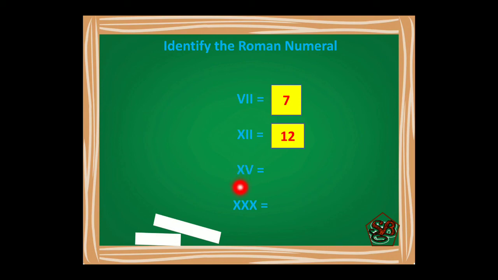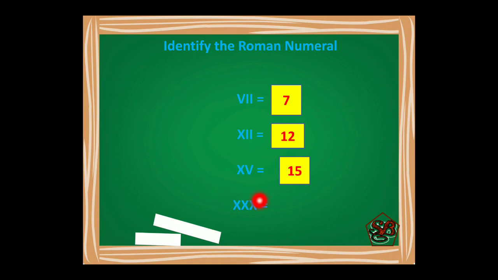Again, the next one, X and V. X stands for 10 and V stands for 5. Can you guess what is the number? Yes, it is 15. As the smaller number is on the right hand side, we will add them. 10 plus 5 is 15.